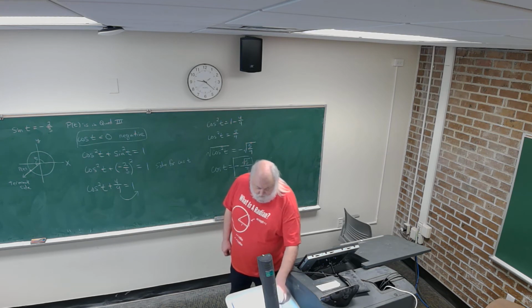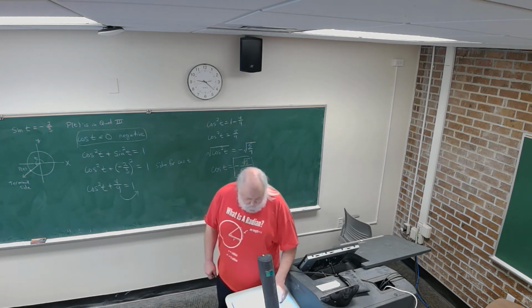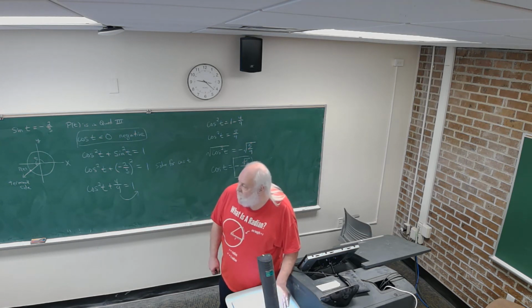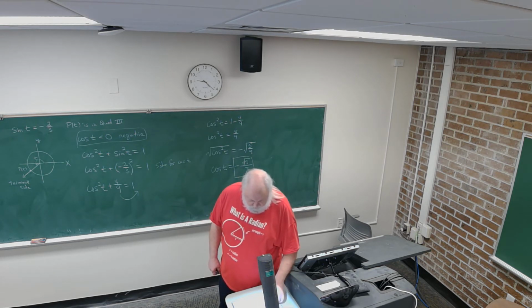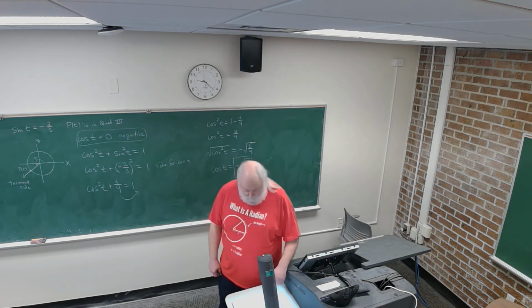So these are called quadrantal angles because their terminal side lands on the x or y axis. And you can think of quadrantal angles as multiples of 90 degrees or multiples of pi over 2 radians.